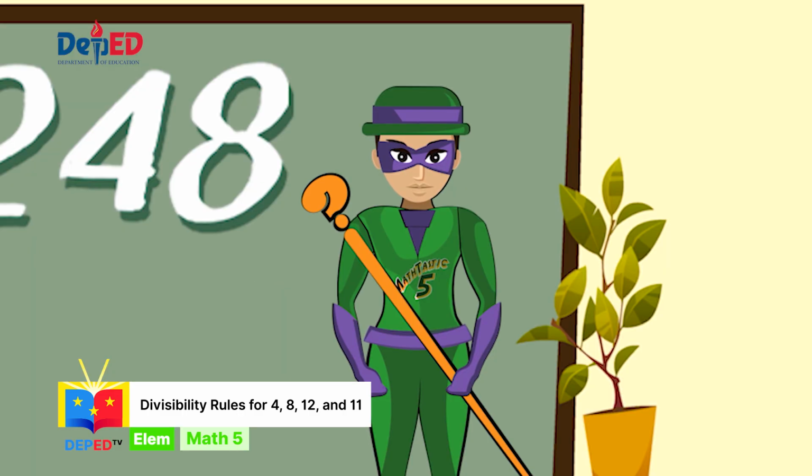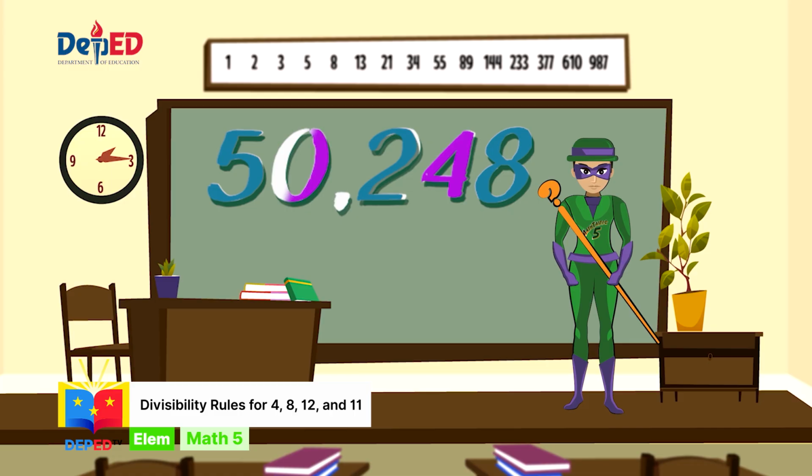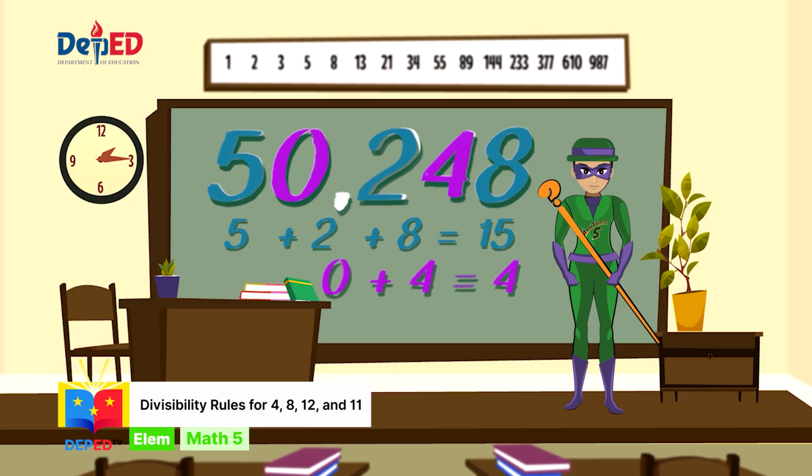Right, let's separate the digits in the odd places. These are 8, 2, and 5. Second, let's identify the numbers in the even places. 4 and 0. Third, let's find the sum of the digits in the odd places. 5 plus 2 plus 8 is equal to 15. Fourth, let's add the numbers in the even places. 0 plus 4 is equal to 4.